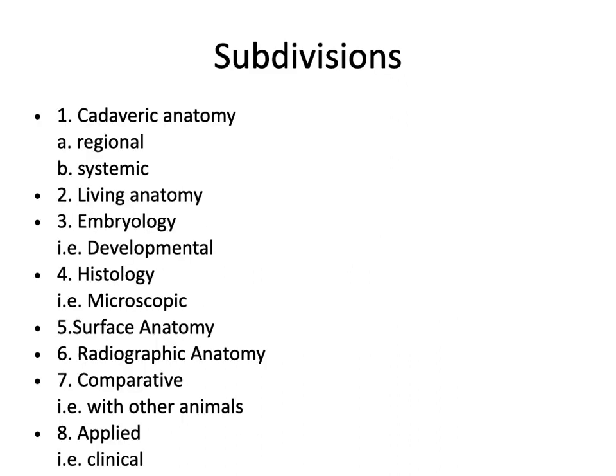Subdivisions are, there is cadaveric anatomy that we learn in the dissection hall, then living anatomy, which we learn on a subject, embryology, the developmental aspect, histology where we study the microanatomy, there is surface anatomy where you can draw on a mummified body, radiographic anatomy where we learn on the radiographs, there is comparative anatomy where we compare with other animals. Applied anatomy is the clinical aspect of whatever we have learned, that is a clinical aspect of anatomy.